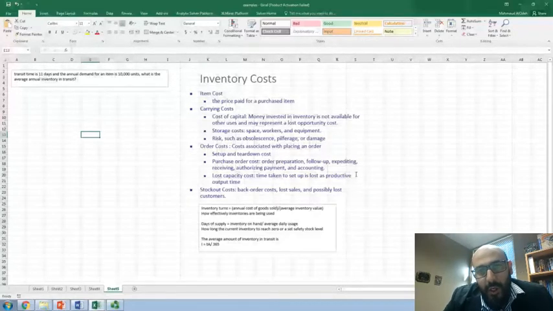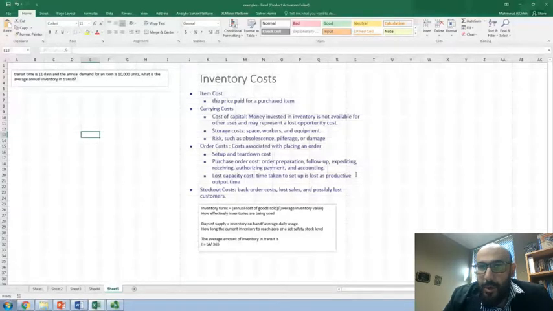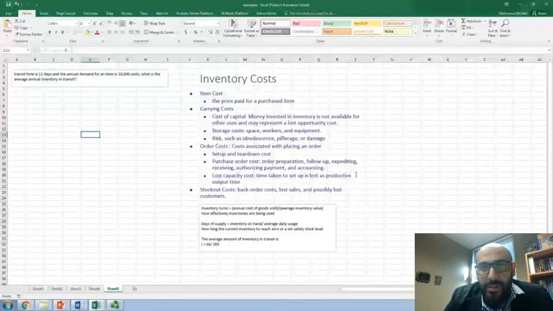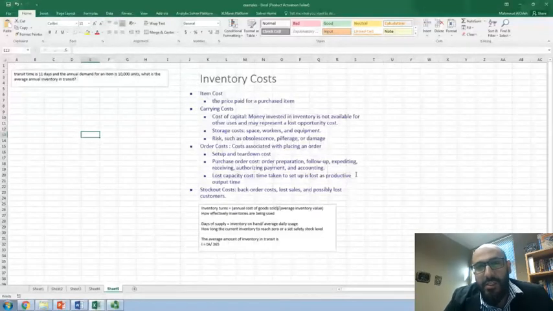The first cost is the item cost, and the item cost is basically whatever you paid for that item. If it costs $10, then the item is $10. $10 times how many units you have in your inventory, say 1,000. 10 times 1,000 would be $10,000. So this is number one, the item cost.